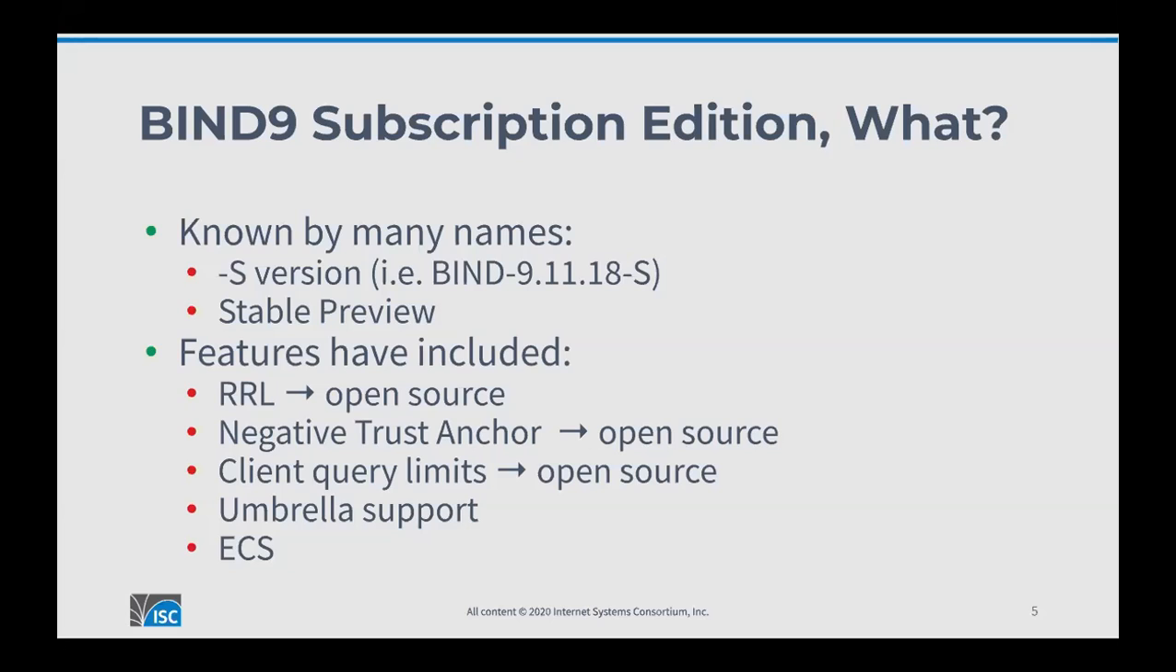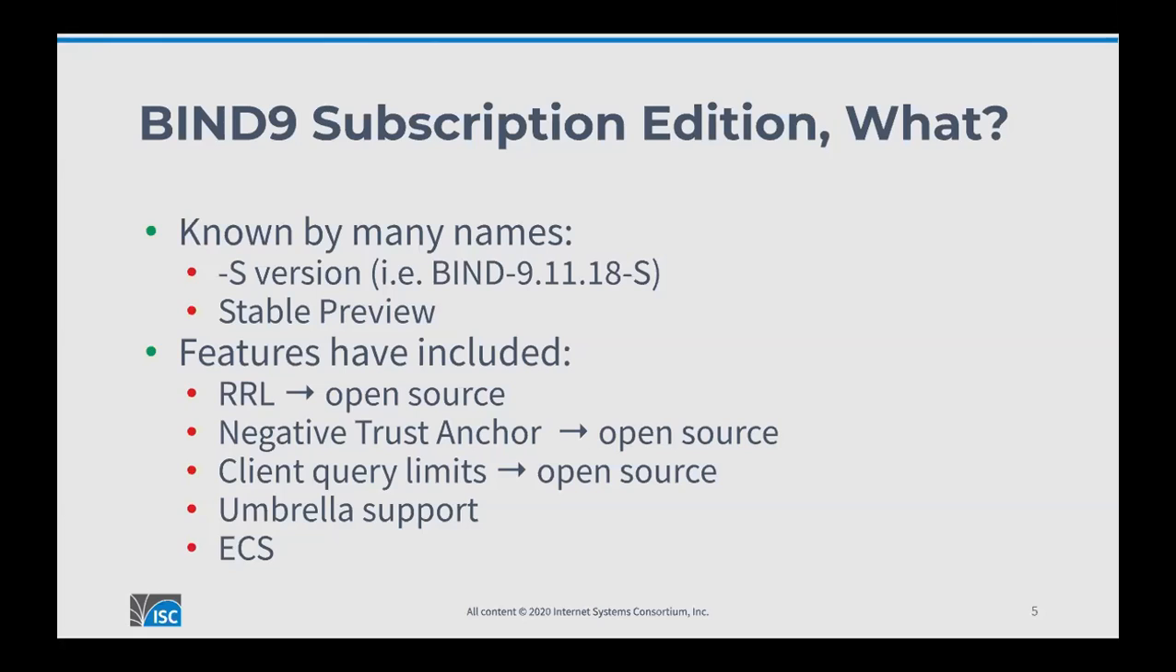So historically, what has been included in the subscription edition, many of you will probably know, response rate limiting, or RRL. This was a mechanism by which authoritative server providers could limit the damage to their servers if they were being used as a vector in a DNS DDoS attack. This also had the benefit of protecting the victims of those DDoS attacks.